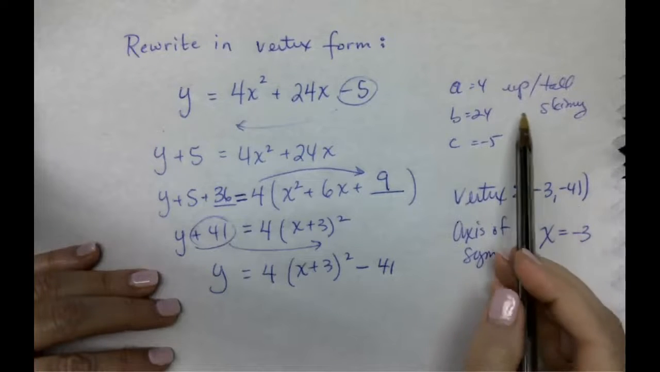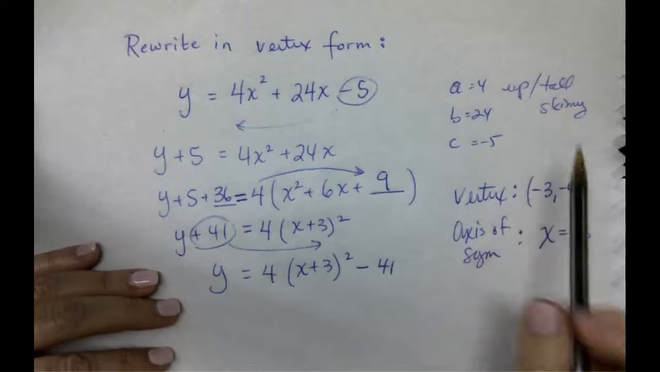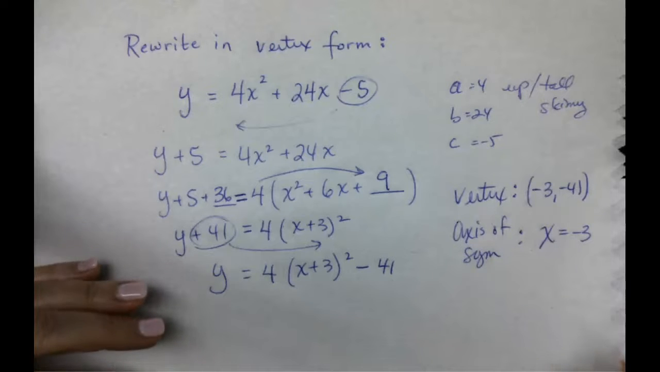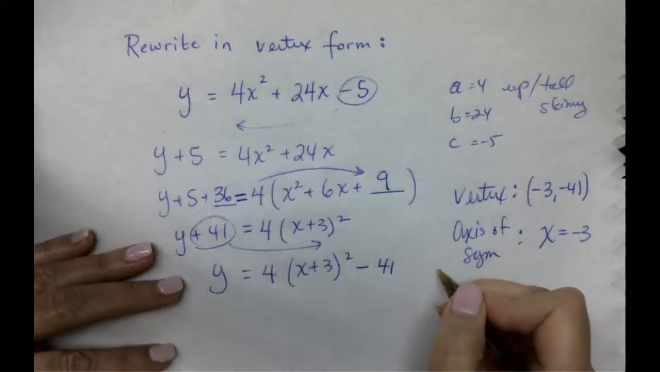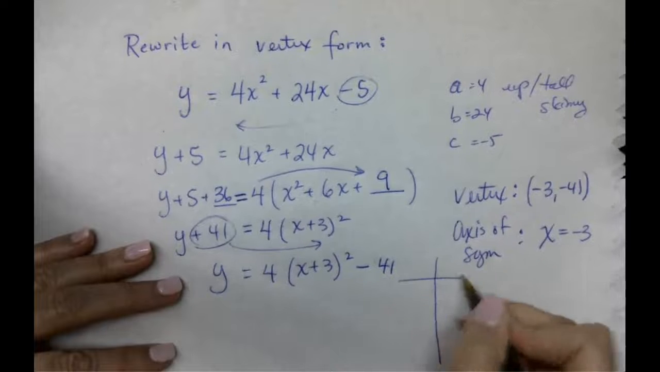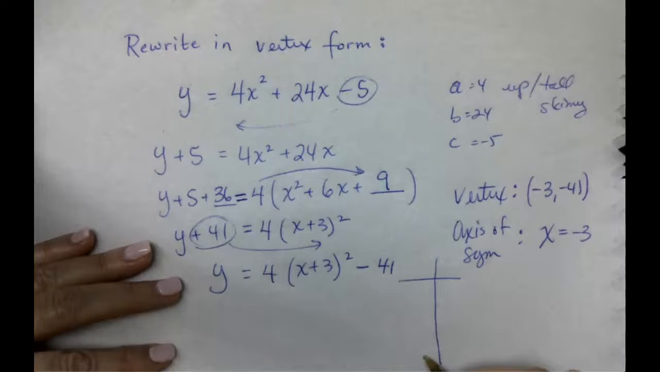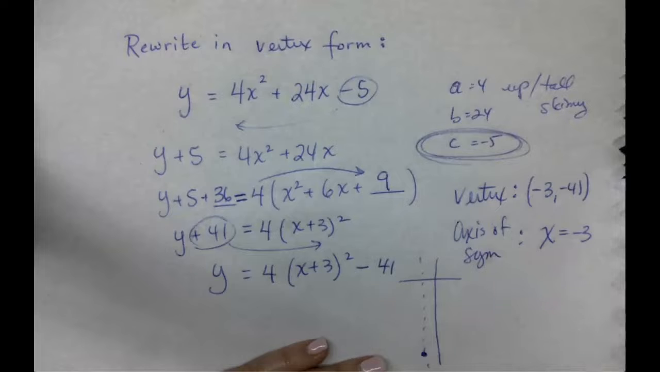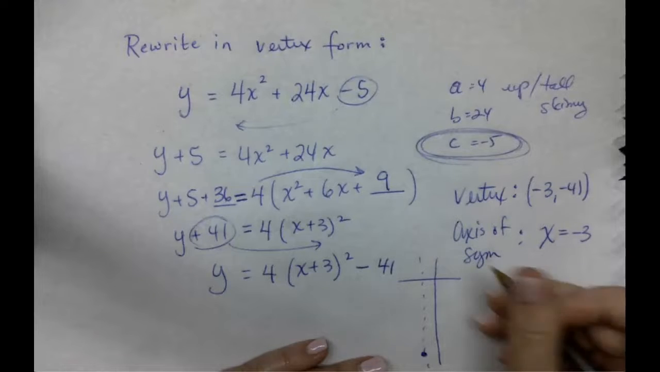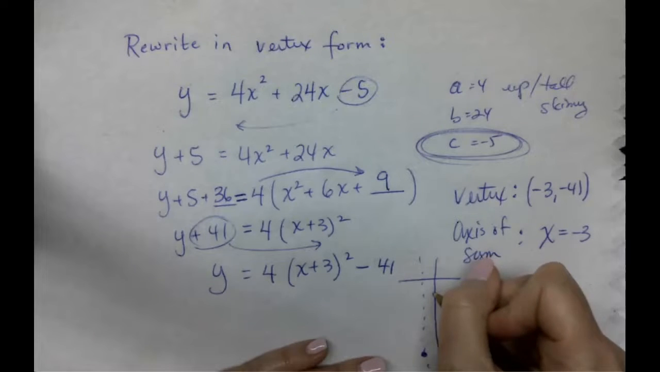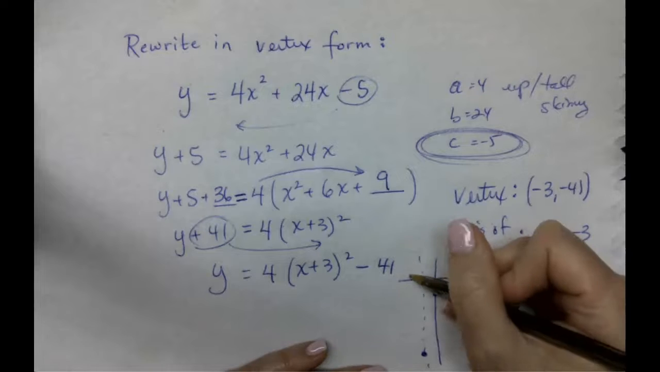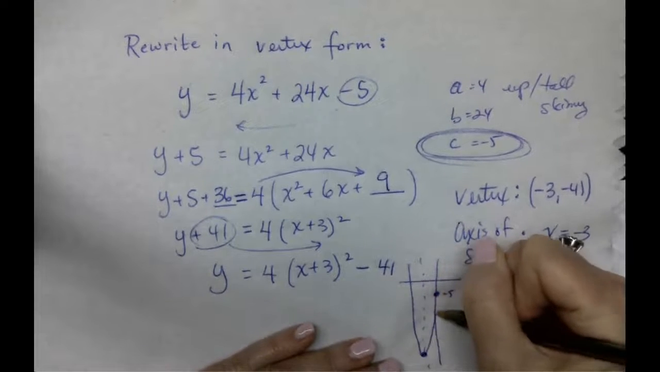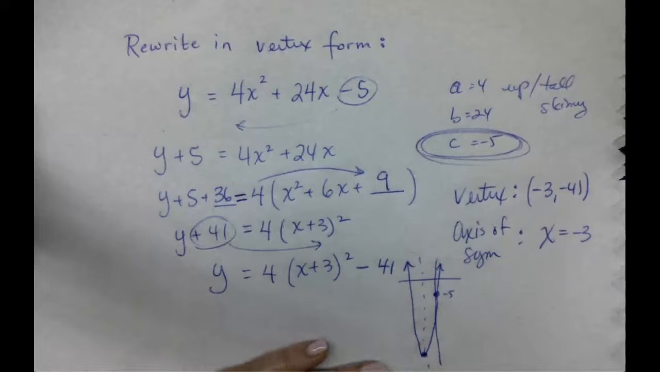We've already talked about how it's going to open up. It's going to be tall and skinny. And if I were to draw a very, very rough sketch of this little parabola, back 3, down a bazillion down here at negative 41, this parabola would be so tall and skinny. It would also have its y-intercept at 0, negative 5. So we could put negative 5 about right there. Super tall, super skinny. Looks something like that.